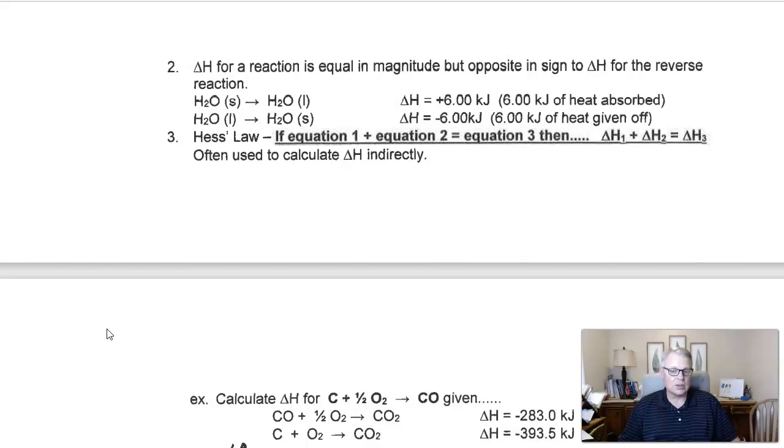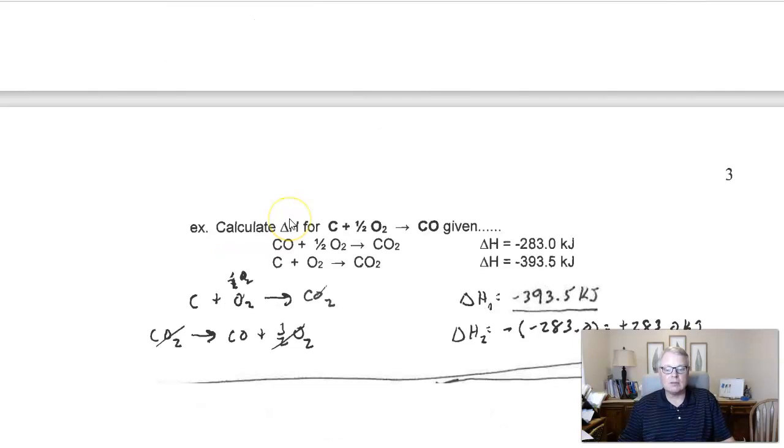This is usually used to calculate delta H indirectly. Maybe you can't calculate it directly. Maybe it's a multi-step process. It just doesn't happen in one step. Maybe you're dealing, like for example, this next problem, with something that's poisonous. Maybe you really don't want to try to measure this directly because it's kind of dangerous. Sometimes what you can do is indirectly calculate it. All right. So let's see what we can do.